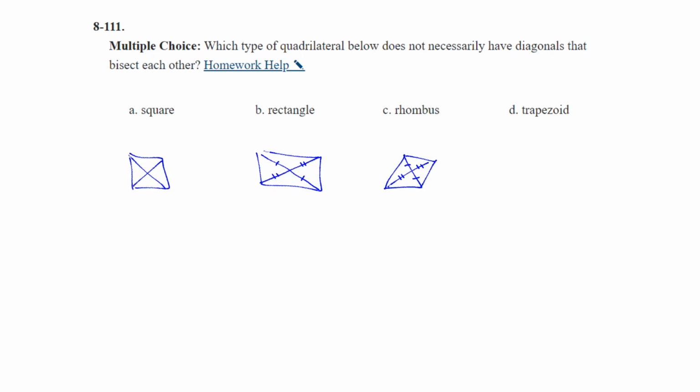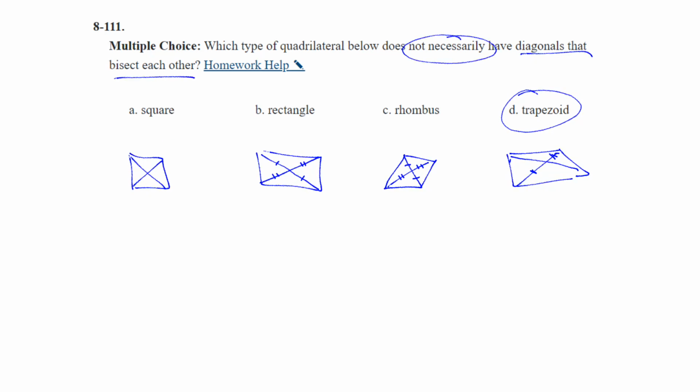And a trapezoid, kind of vague. It's not an isosceles, not any specific type of trapezoid. But when you do a trapezoid, and I'm just going to draw a right trapezoid so you can see, those are not going to bisect each other. Look at this one compared to this one up here. So D would be the answer, since the diagonals don't necessarily bisect each other.